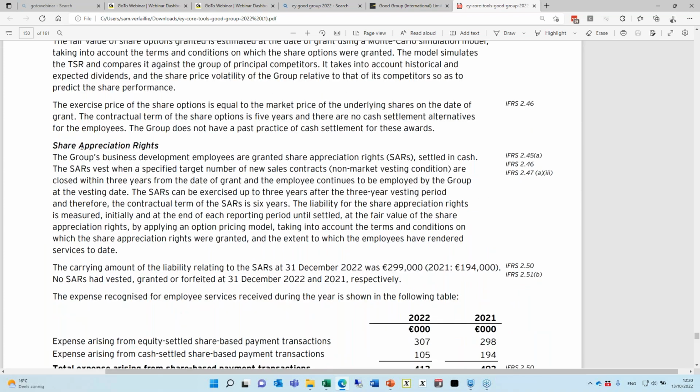And also share appreciation rights, the SAR, what we call. Very often SARs are also in cash, because it's based on the share price that you will receive a certain amount in cash when exercised, or at a certain point in time, or when the vesting conditions are met. There's often not even an exercise price or exercise periods.